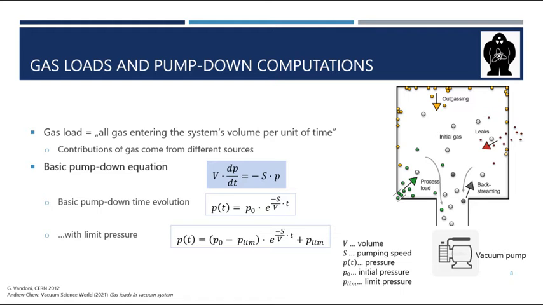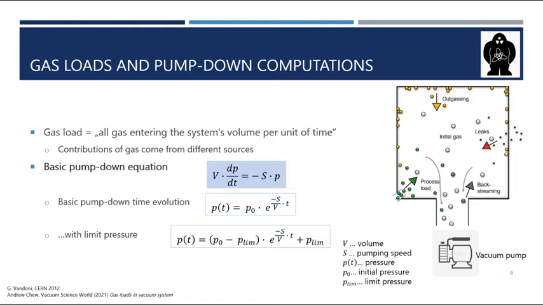This gas load is given as the total amount of gas entering the system's volume in a given time. The gas load can come from a variety of different sources, as the picture on the right suggests. One such source is outgassing, which is caused by processes such as vaporization or permeation. To put it simply, molecules from the walls enter the vacuum chamber while we are evacuating it, and it prevents us from reaching perfect vacuum.